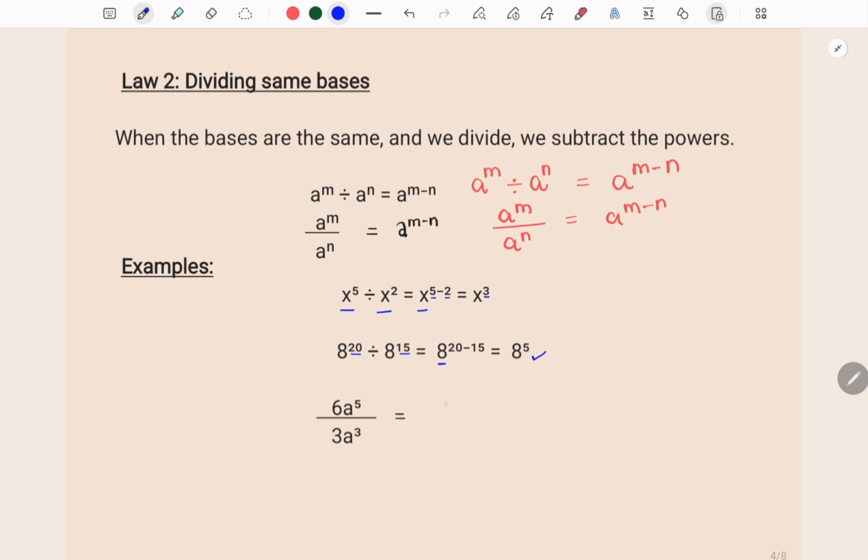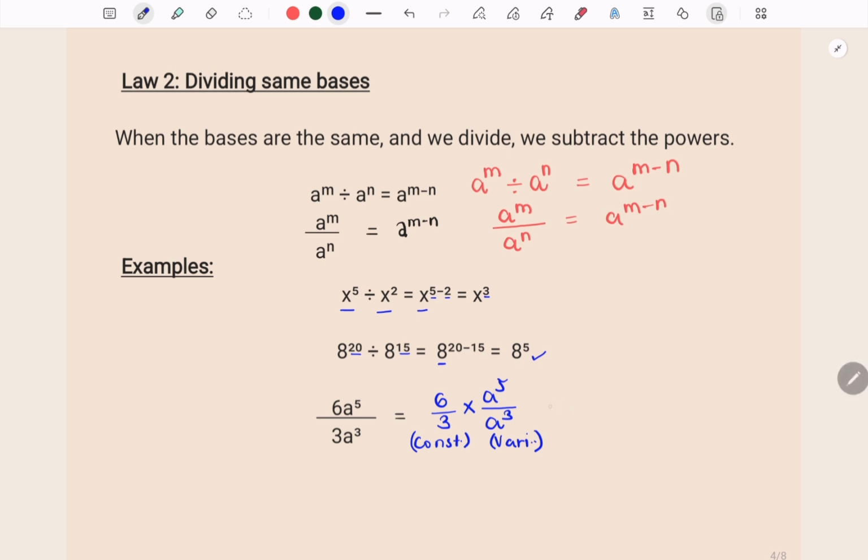What I can do here is that I can write 6 divided by 3, and then I can multiply it by a raised to the power 5 divided by a raised to the power 3. That is the same thing. I have here separated the constants and the variables, right? So I can always do that. That does not change my expression. That is just a way to rewrite the expression actually.